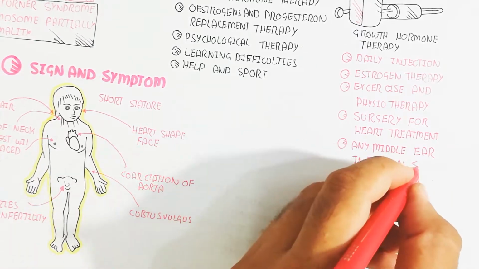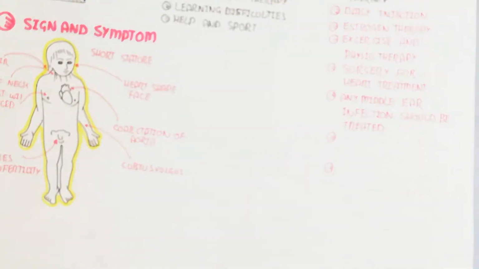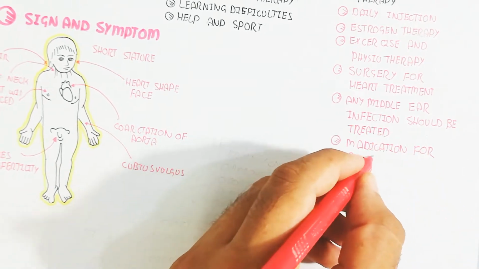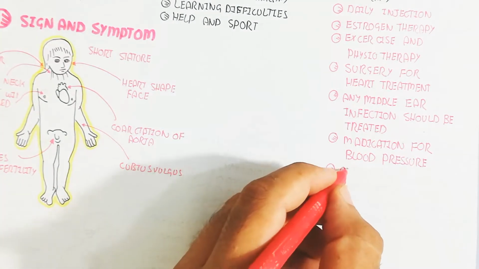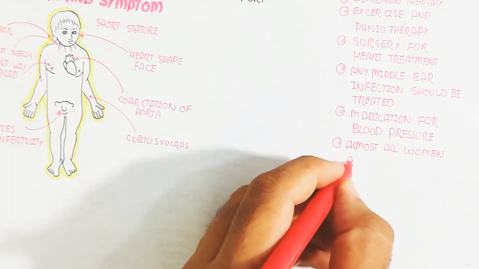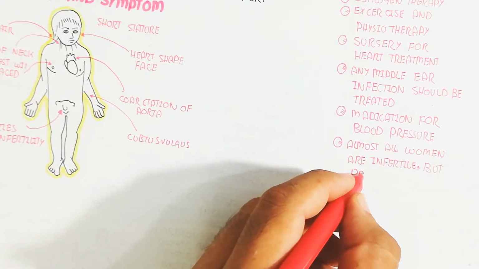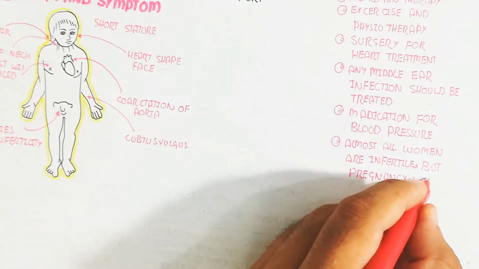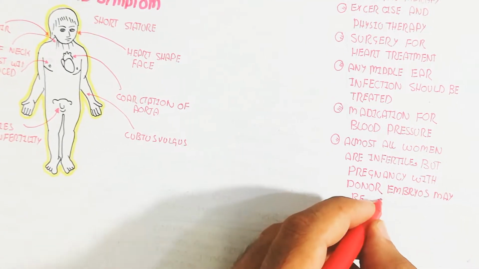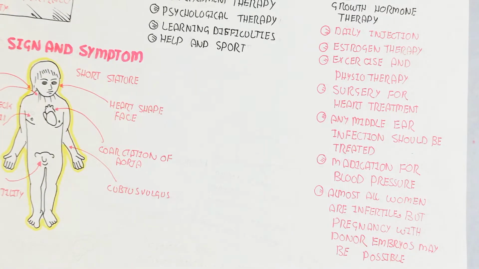On the basis of requirement, any middle ear infection should be treated. Medication for blood pressure can be given. Almost all women are infertile, but pregnancy with donor embryos may be possible. So it can be possible, but sometimes not. After this treatment with growth hormone, estrogen and progesterone, there are several things, because females are more involved in Turner syndrome.